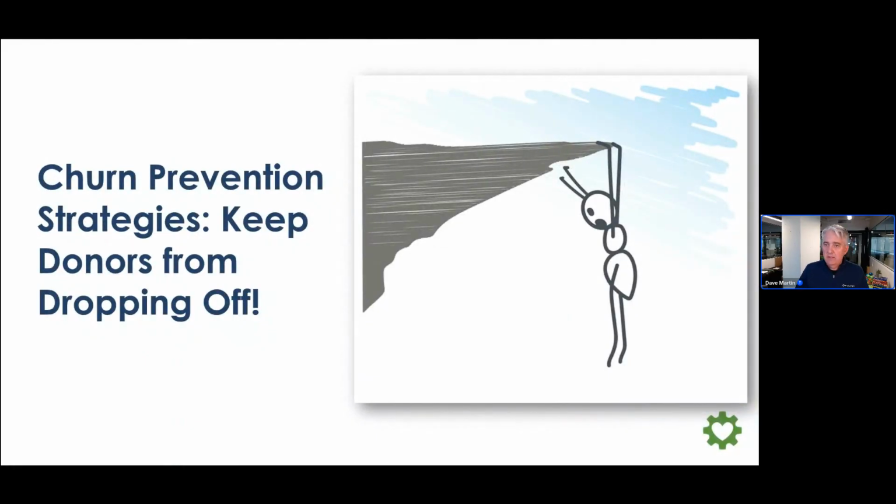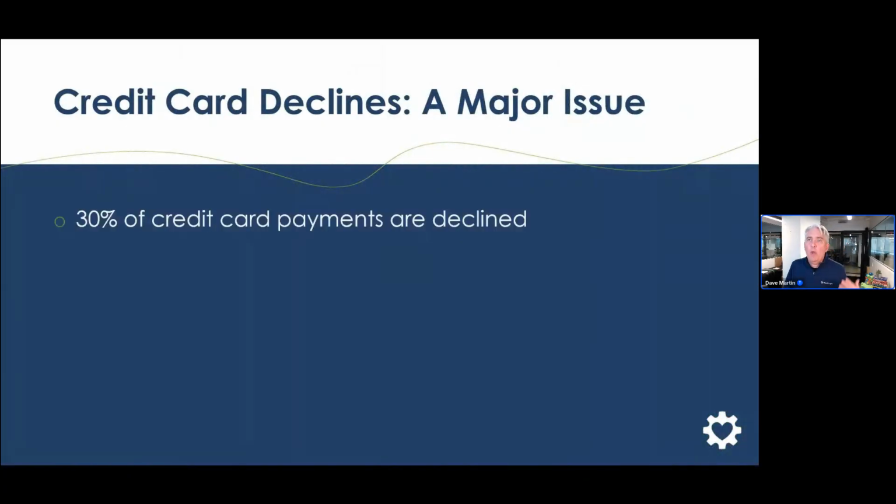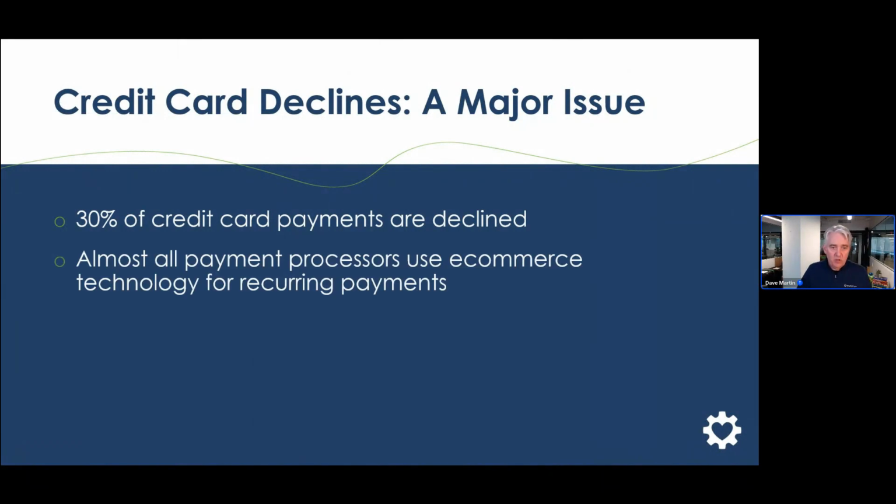If you get ongoing monthly givers and then they're dropping off, there are multiple reasons that can happen, but credit card declines are a major issue, right? Even if you have 50 or 25 monthly people in recurring giving, giving to you monthly or whatever time period it is, 30% of credit card payments are declined. That's just a fact. Almost all payment processors use e-commerce technology for recurring payments.